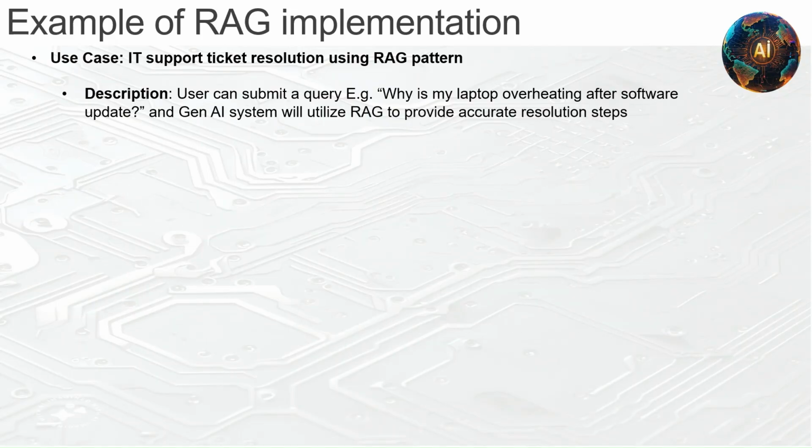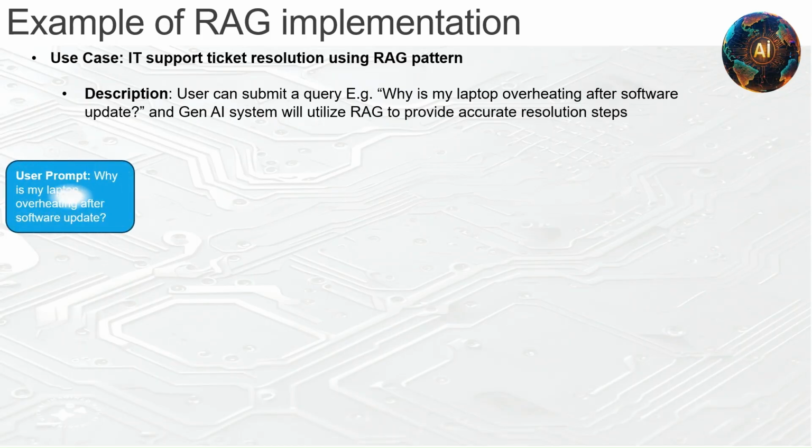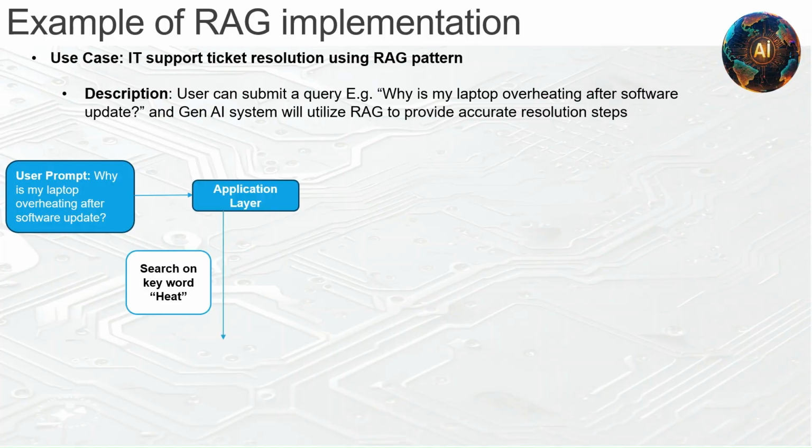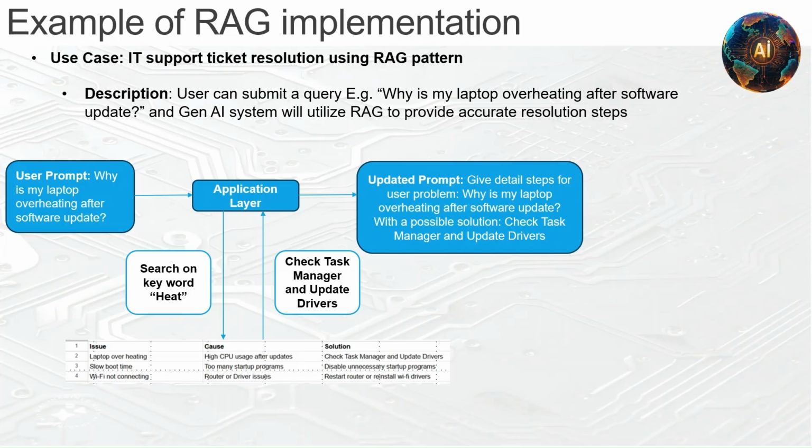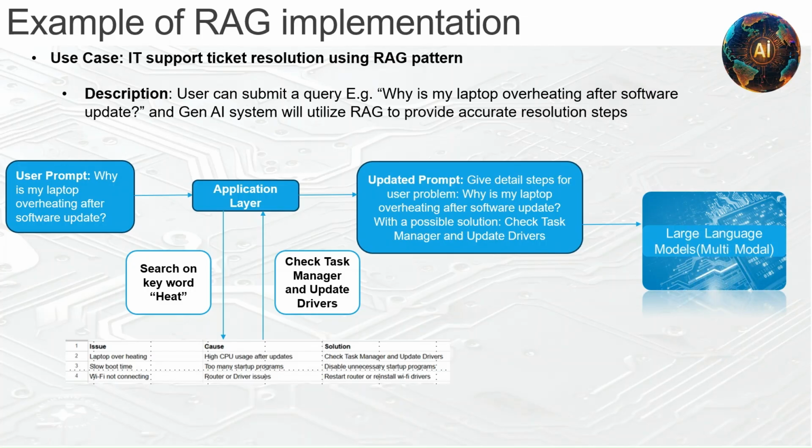Diagrammatically, this will look something like below. First, the user prompt is sent to the application layer. For example, here the user prompt is a user query asking for the reason for laptop overheating after software update. The application layer accesses the knowledge base with a SQL search, in this case with the word heat, and gets back the possible resolution from the knowledge base. It then updates the prompt with this information and asks the LLM to provide detailed steps using this updated information. The LLM then uses its generic training as well as this updated prompt to work out the steps and comes up with a more pointed resolution.